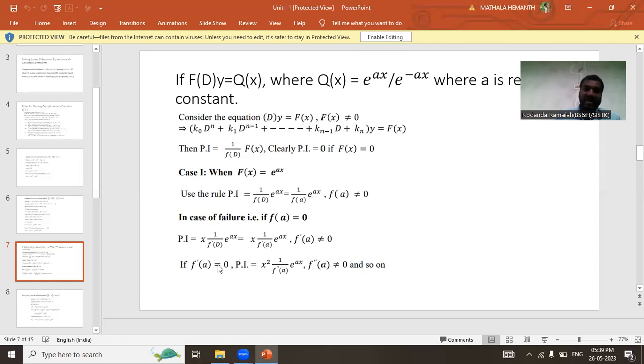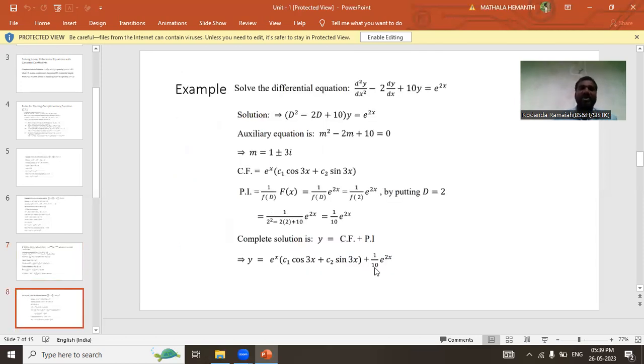In case f dash of a equals 0, the particular integral has one more x multiplied in the numerator, and again the derivative of the denominator, into e power ax. That is valid when f double dash of a is not equal to 0. This process continues and so on. Let us take one example of this method. Now we can see the problem.